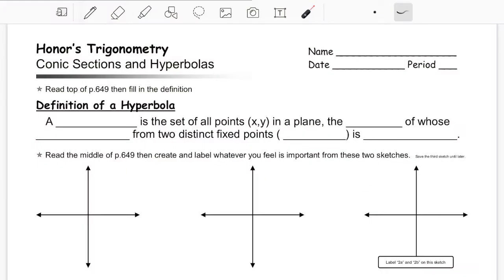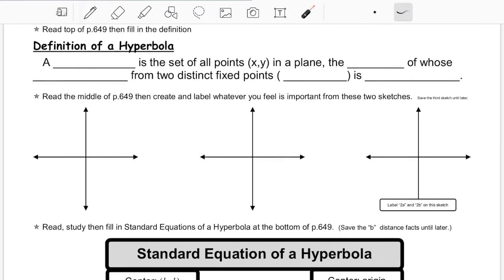All right, now this notes sheet is carefully designed for you to get the necessary learning of hyperbolas. Just like the parabolas and the ellipses, you're going to have to do some reading, and you're going to use your book. So you're going to start, find page 649, take a look at the definition. It's going to sound similar to the other conic sections, but there are some things that now are different, which you're going to find as you continue to read.